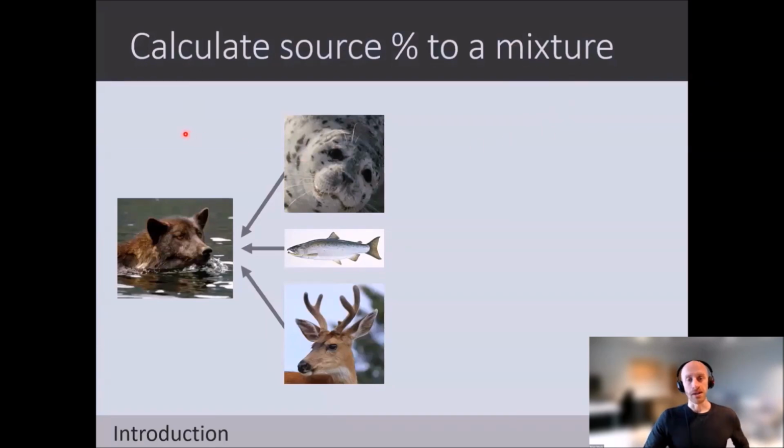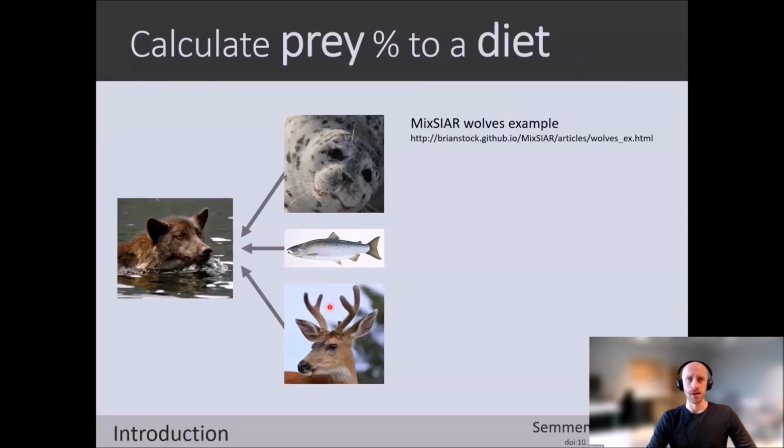So the goal of these mixing models is to calculate the percentages of different sources to a mixture, and they're used in a few different ways in different fields. The canonical example that we keep using in this MixSIAR package is the diet of wolves, which are eating three sources: marine mammals, which is about the cutest picture of a seal I could find, salmon, and deer. This is the MixSIAR wolves example that you can find a vignette on that web page, and I'll go through it at the end. It's from a 2009 paper.